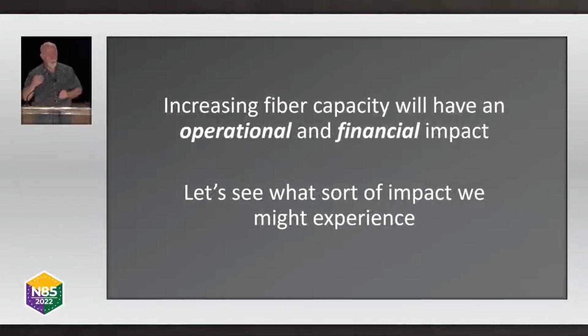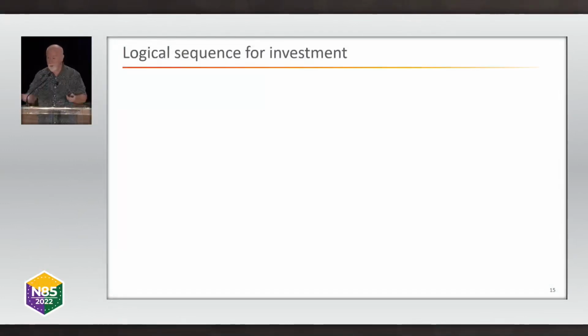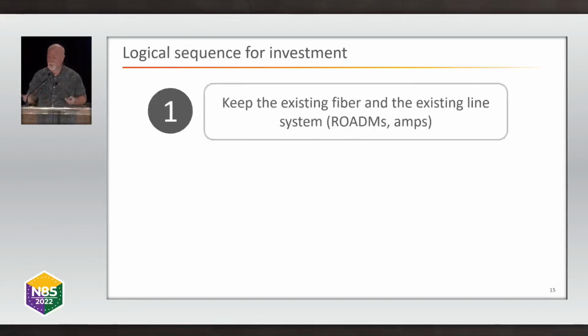So now we need to understand also that increasing fiber capacity will have an operational and financial impact. So what do I mean by that? There's really three steps in this process. The first step, which is the most desirable, is to keep the existing fiber and the existing line systems, the ROADMs and the amplifiers.